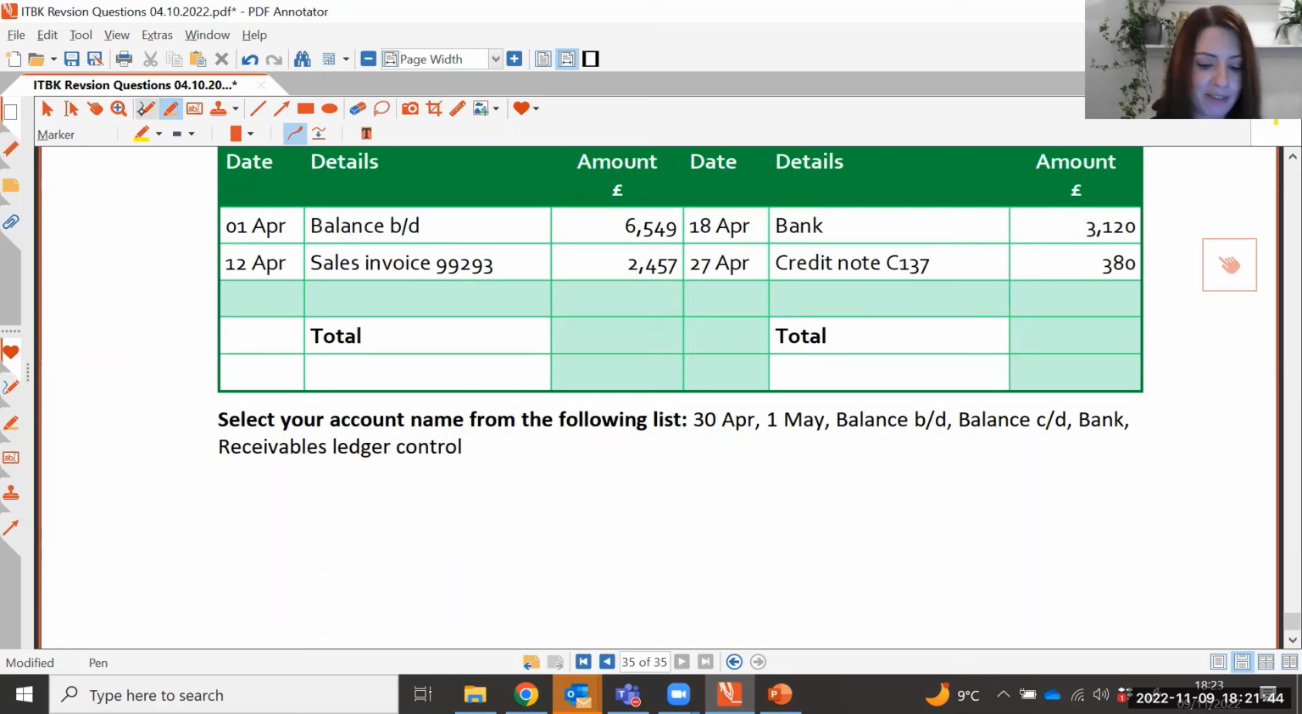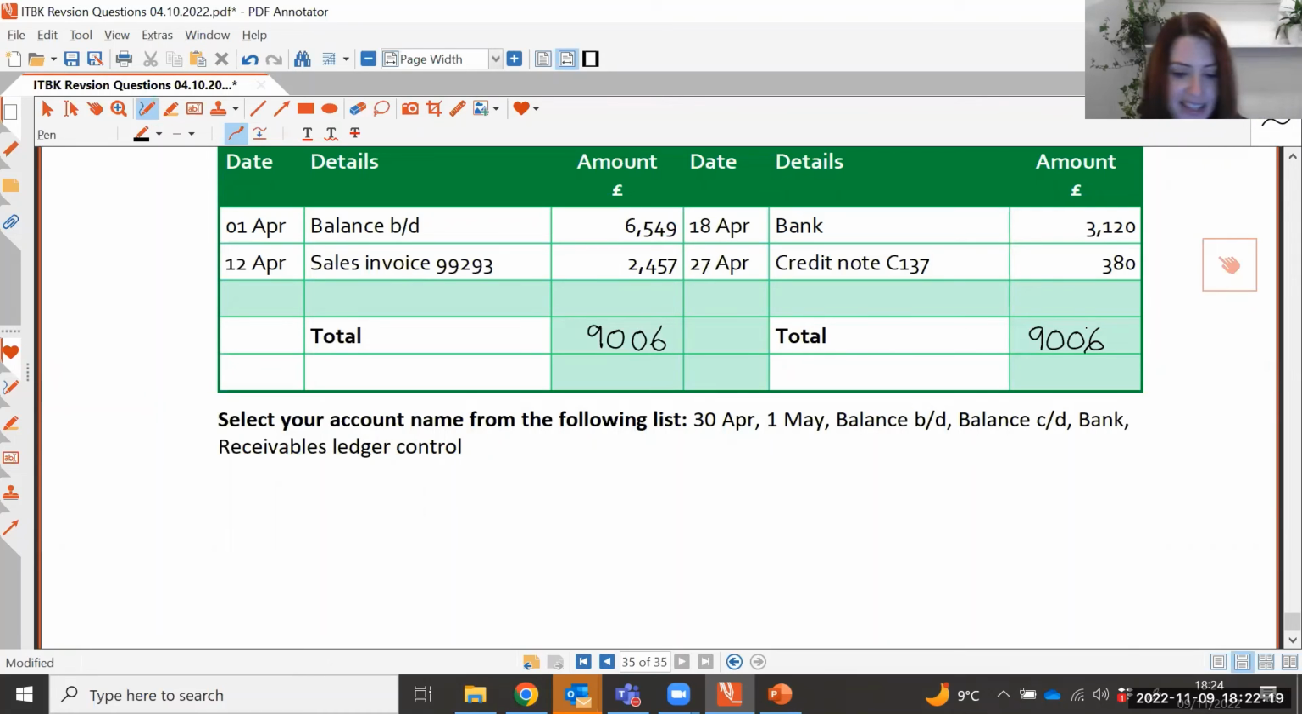Yeah, brilliant. Yeah, you're right. So the total would be 9,006. So remember, you would total up the debit side, total up the credit side, whichever one had the highest balance. In this instance, it's the debit side. You would enter that as the total in both sides of the account. But as you can see, the credit side doesn't equal £9,006. So we need to enter a balancing figure in order to make that equal that total. So what would our balancing figure be?